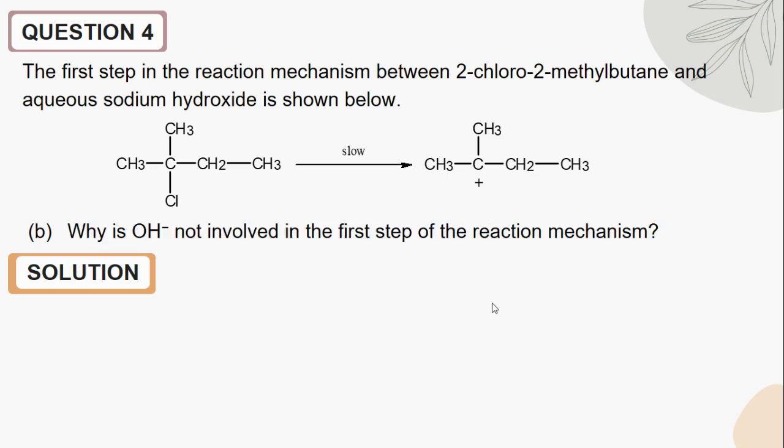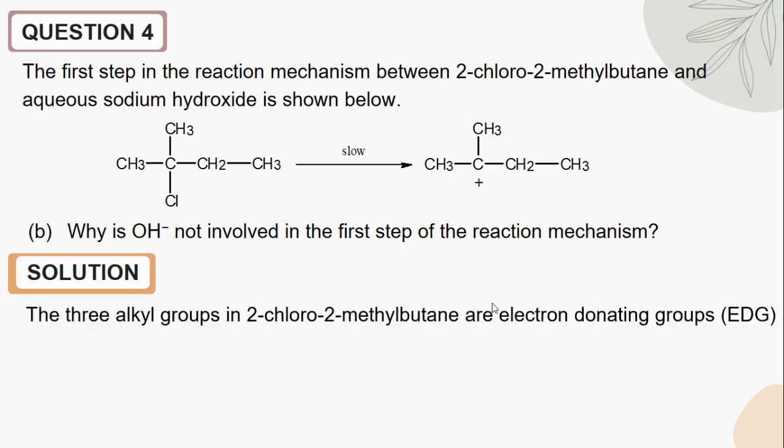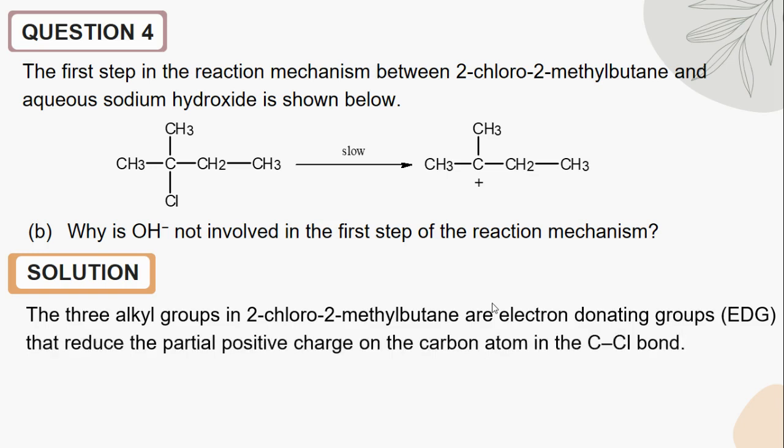Proceed to question number 4b. You need to explain why OH minus is not involved in the first step of the reaction mechanism. For this you need to look at your starting chloroalkane. 2-chloro-2-methylbutane, if you look carefully, has 3 alkyl groups surrounding the alpha carbon. These 3 alkyl groups we call electron donating groups, or EDG. But what does EDG do? EDG reduce the partial positive charge on the carbon of the carbon-Cl bond, or in other words, reduce the partial positive charge on the alpha carbon.